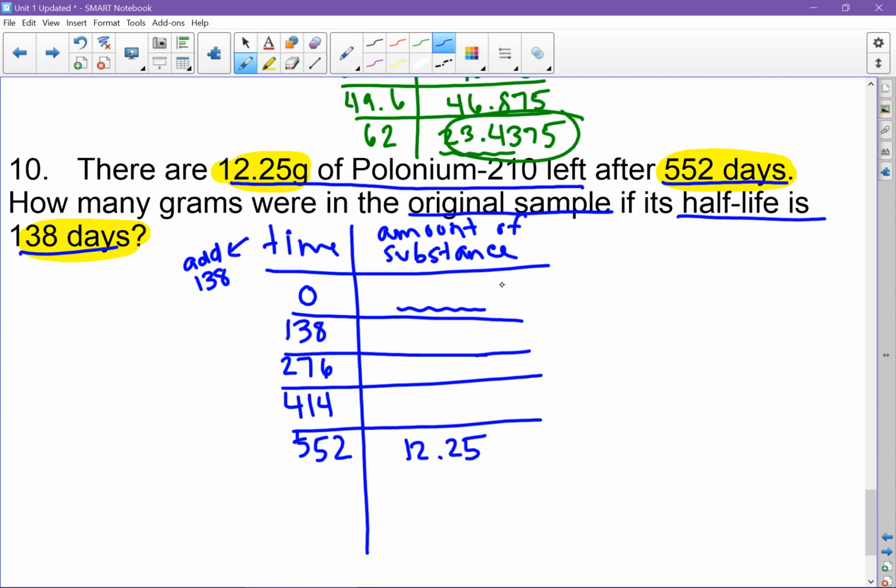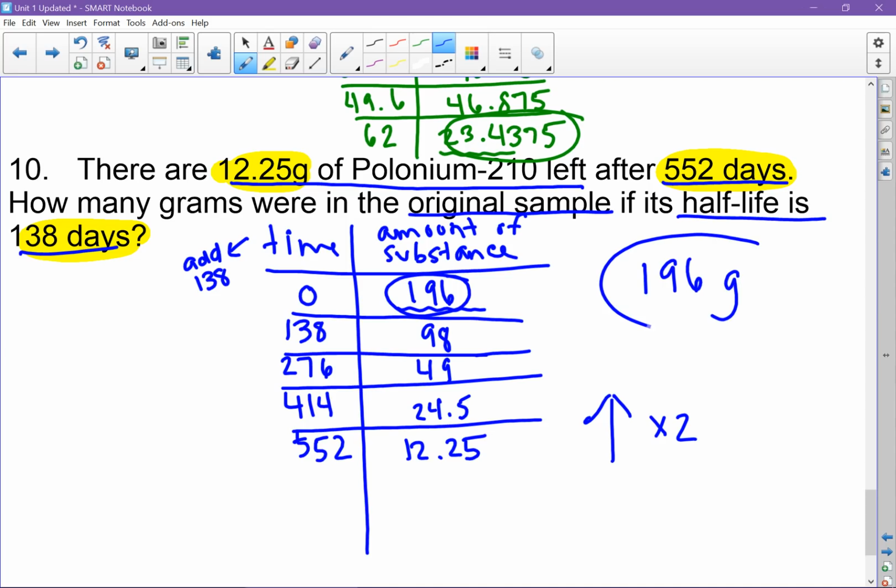Remember, to go up, you have to times by 2. It's the opposite. So if I take 12.25 and I times it by 2, it's 24.5. Times 2 again, we get 49. Times 2 again is 98. Times 2 again, 196. So here's the answer they were looking for. Our final answer is 196 grams.